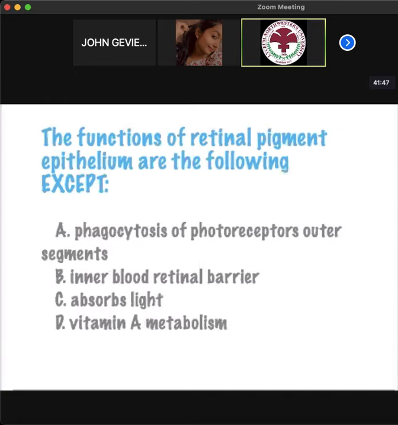So question, the functions of RPE are the following, except: A, phagocytosis of photoreceptor outer segments. B, inner blood retinal barrier. C, it absorbs light. D, vitamin A metabolism.